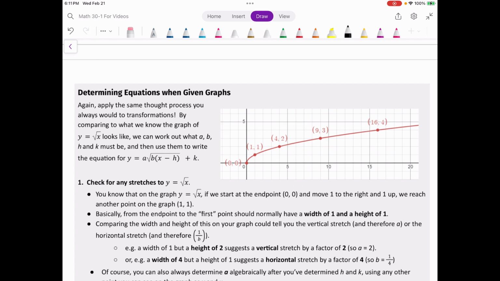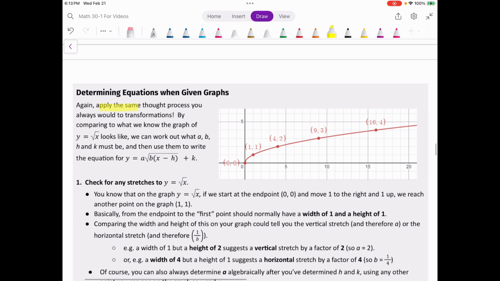to equation? All right, so in order to get the equation from the graph, again, we're going to apply the same thought processes we would have applied back in Unit 1. It's just now we're being more specific to radical functions. And so the nice thing is we can just think about y equals root x and compare. If we're given some graph and it doesn't look like y equals root x, we can think, well, how would we have turned y equals root x into what we're seeing here? What would we have to do?